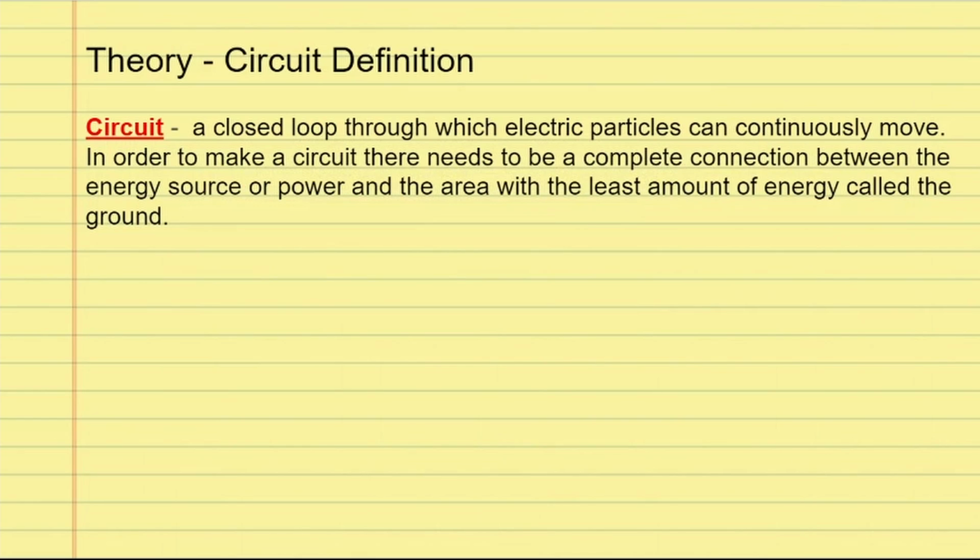First, I just want to talk about what a circuit is. A circuit is a closed loop through which electric particles can continuously move. In order to make a circuit there needs to be a complete connection between the energy source or power and the area with the least amount of energy, called the ground.